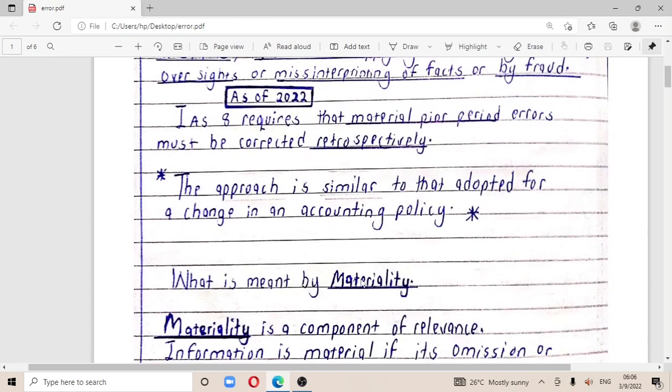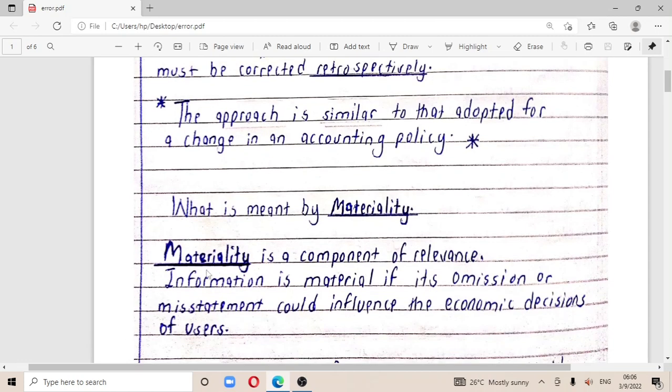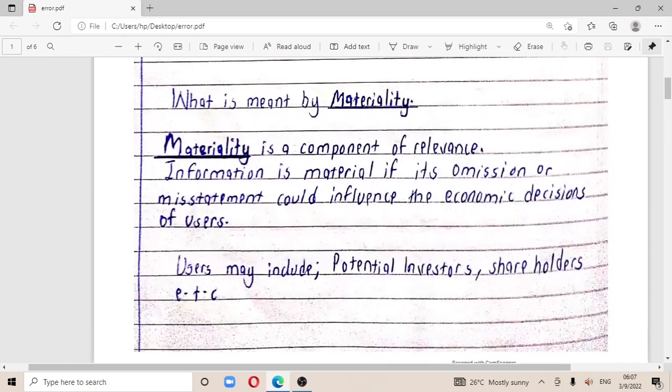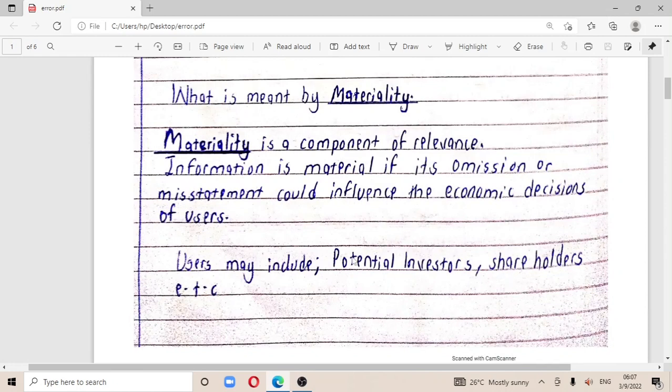So what do they mean by materiality in this statement? First of all, materiality is a component of relevancy. Information is material if its omission or misstatement could influence the economic decisions of the users, and by the users they mean, for example, potential investors, shareholders. So a potential investor can change his or her decision because of an error. It can make that person change his or her mind. That's why they call it a material error. So if the information provided, due to its omission or misstatement, could influence the economic decision of that user.